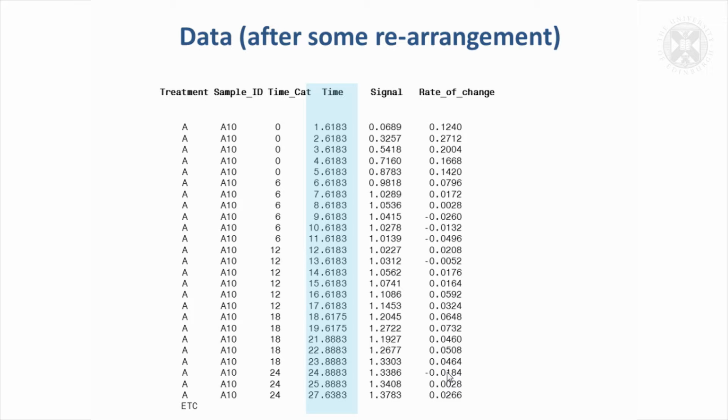That's the exact time, the signal measurement, and then I've created a rate of change, how quickly that signal is changing from one time point to the next. So positive is if it's increasing, negative otherwise. This one here is slightly decreased.